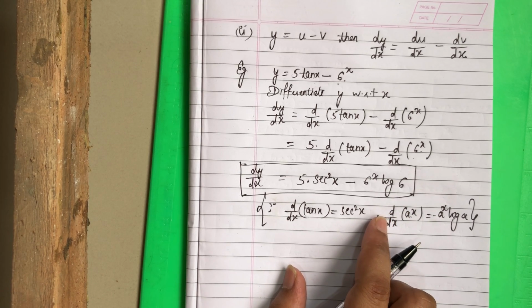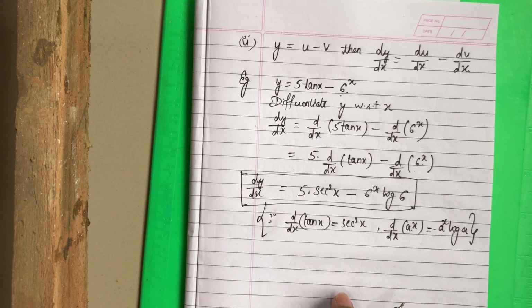That is your second rule. y is equal to u minus v.